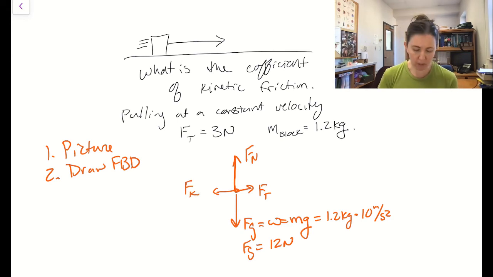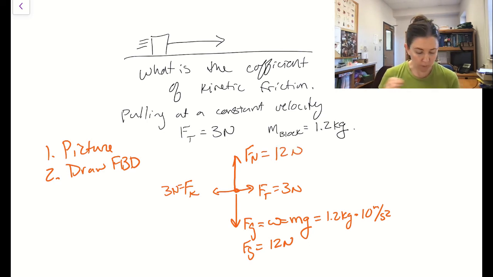Now, my pulling force of tension is 3 newtons. This block is moving at a constant speed, which means that it is in equilibrium. So the left forces equal the right forces, so my force of kinetic friction is 3 newtons. The up forces equal the down forces, so my normal force is 12 newtons.